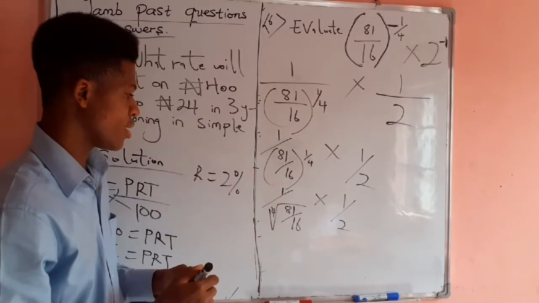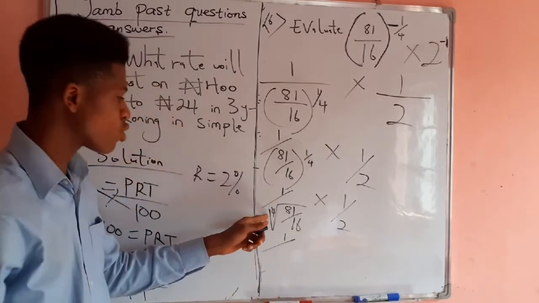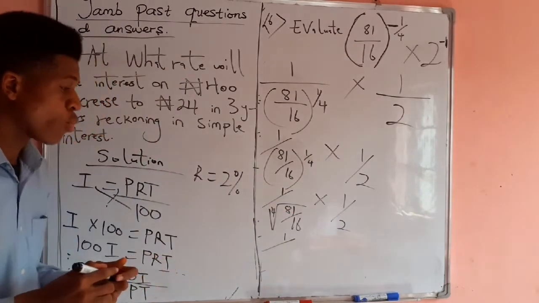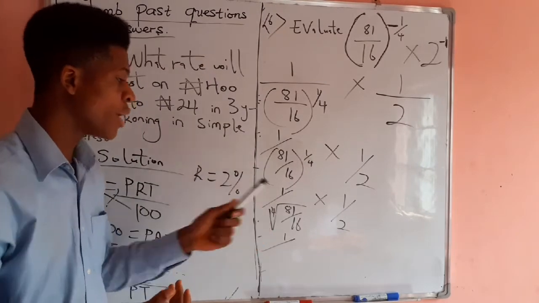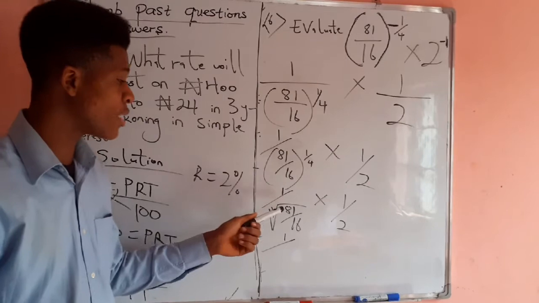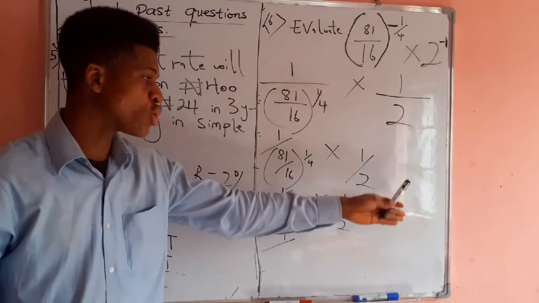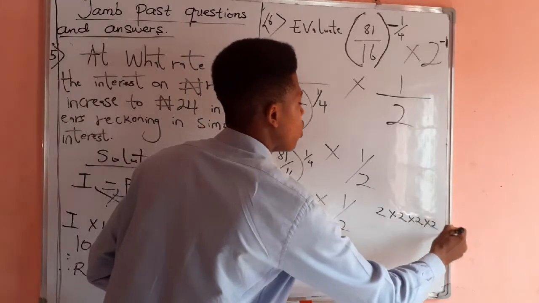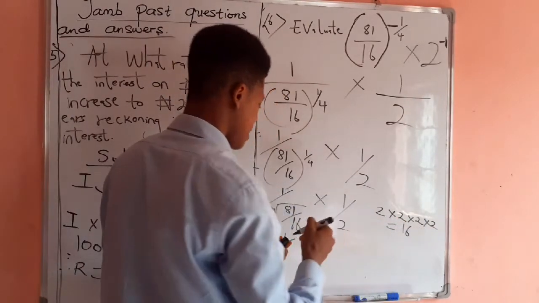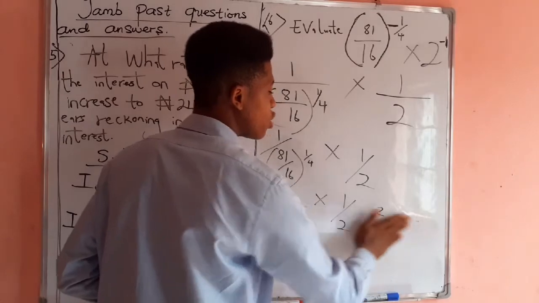So now let's look at this. 1 over the 4th root of 81. What number, when it multiplies itself 4 times, will give you 81? Let's start with 2. 2 times 2 times 2 times 2. Of course, we know this will give us 16, so it cannot be 2.